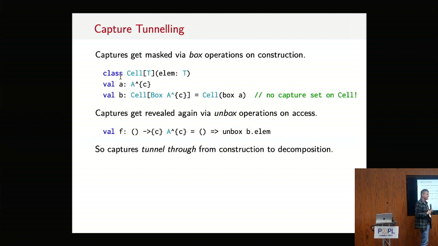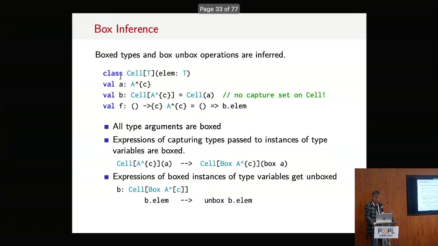Right, but it's in f, it's not in b. So b kind of loses the capability value, and then I need to reprovide it when I access its field. Right, yeah, you can see it that way. Okay, so captures tunnel through from construction to decomposition.